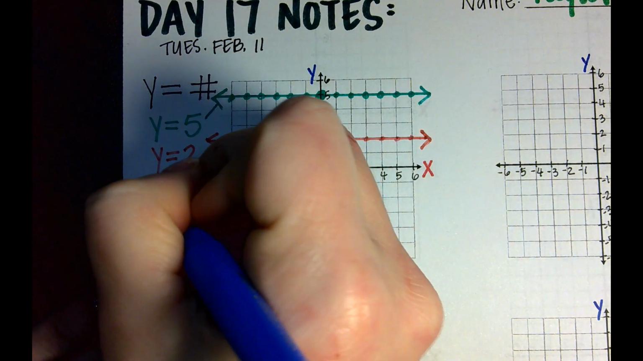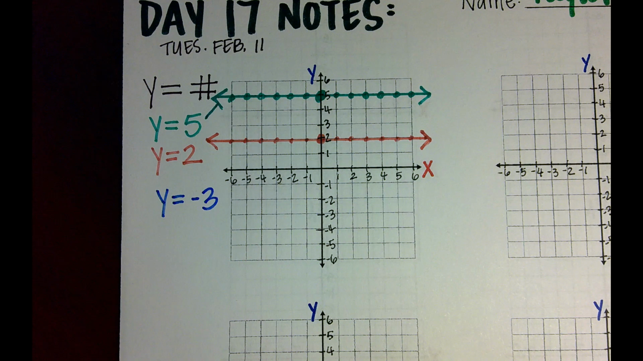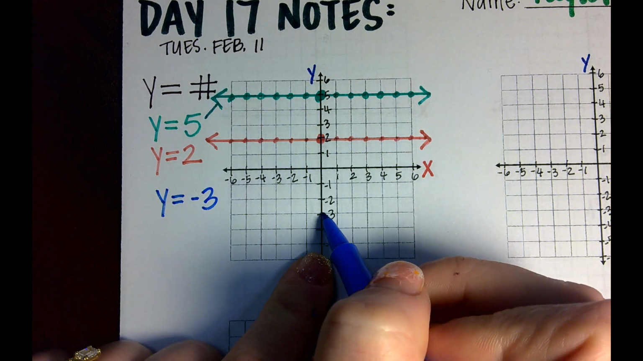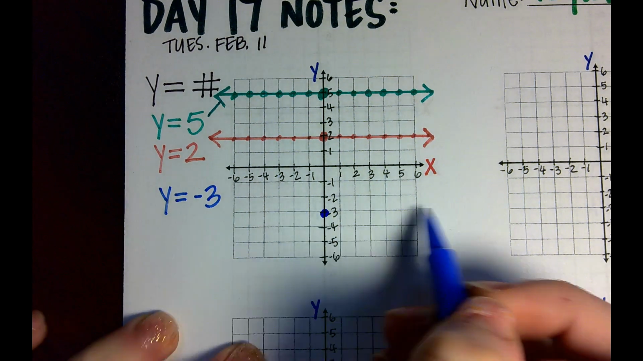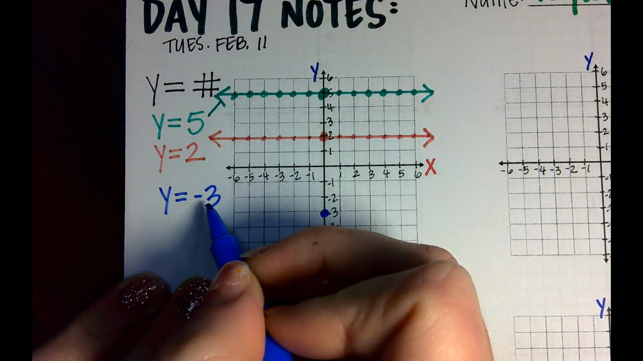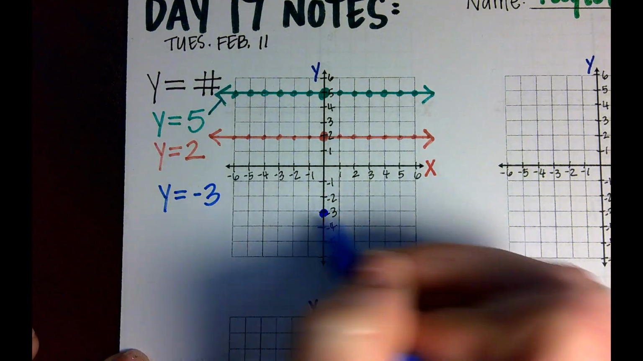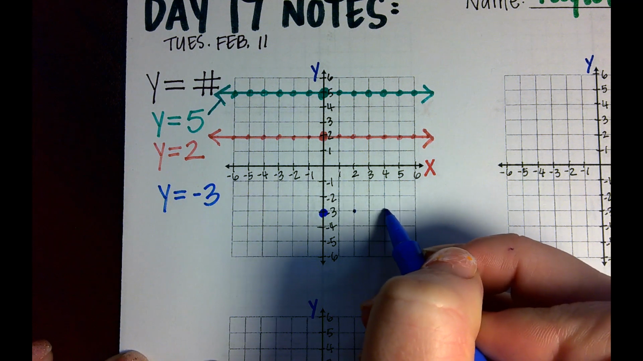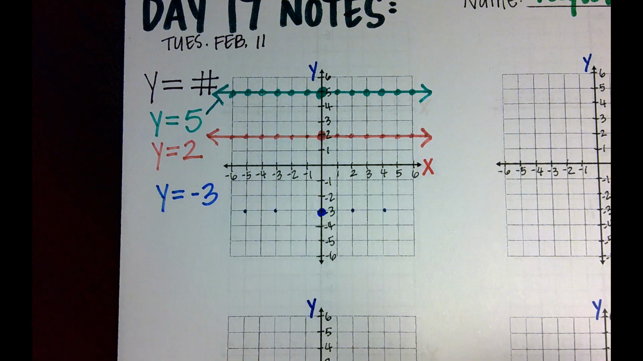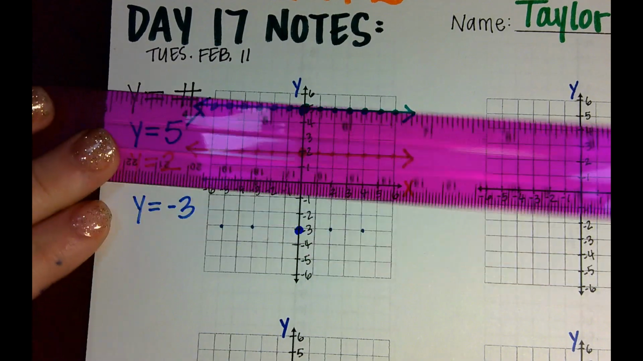What about y equals -3? Yes, I'm going to go to -3 on the y-axis. Out both ways, yes. Y equals -3 means y is always -3. So no matter where I go, to the left or the right, my y stays the same, -3, no matter where I go. And I will connect all of these dots.